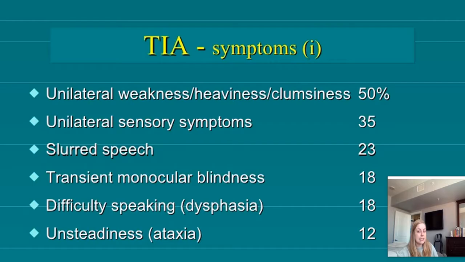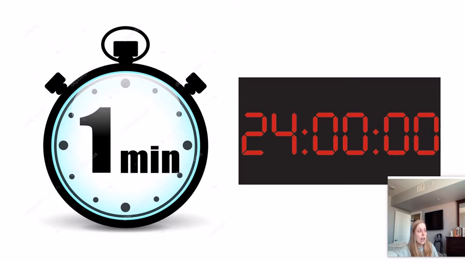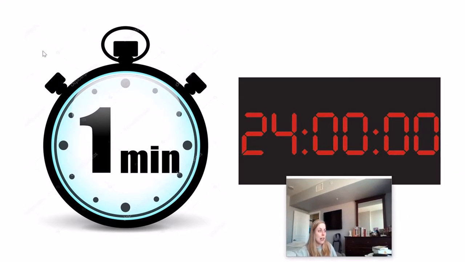How do you know it's a TIA? And the answer is time. With these patients, you're going to likely have these symptoms for a couple minutes at most, and they are going to last up to 24 hours. If it lasts any more than 24 hours, you're thinking, okay, this is a stroke. We're pretty concerned that this is not just a TIA.